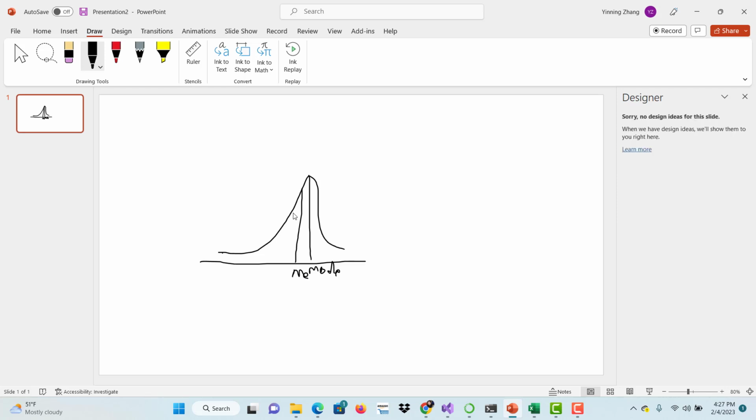And the mean would be somewhere around here. Why? Because there are some students whose scores are extremely low, so that drags the mean down to probably around here.